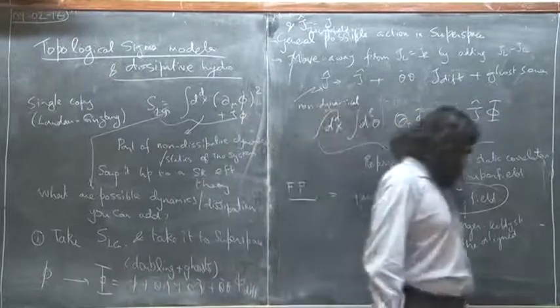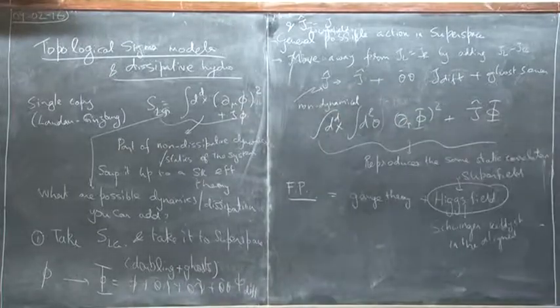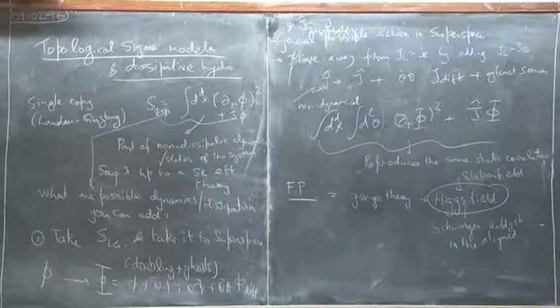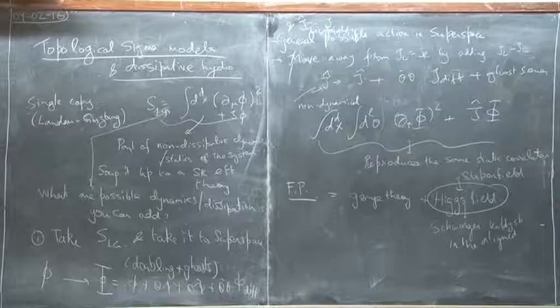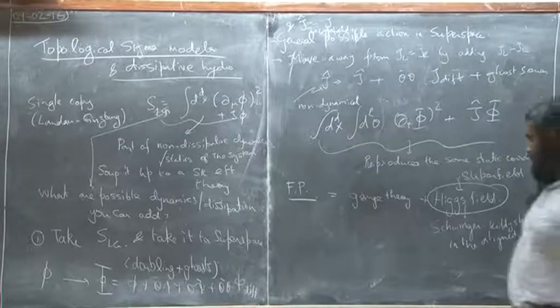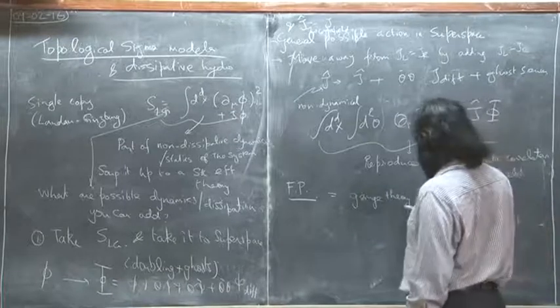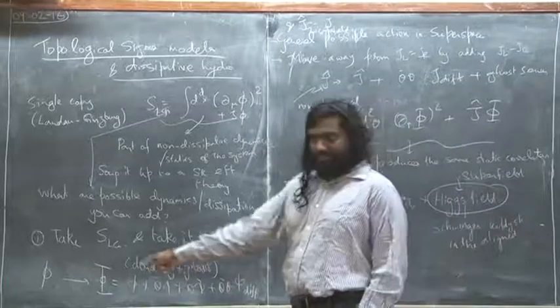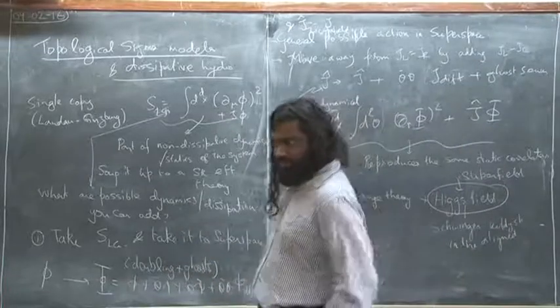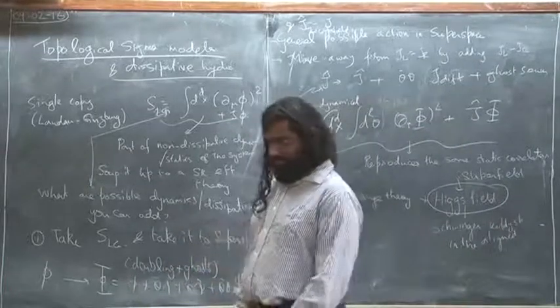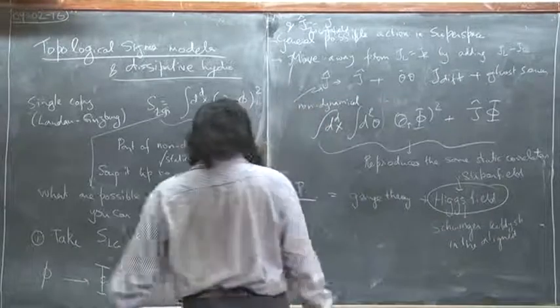So Faddeev-Popov ghosts are in some sense the ghosts and the anti-ghosts of some Higgs field. Where does the nature of your gauge fixing condition come into this? Well, what is the gauge here, del of A equal to 0? That just comes out of integrating out things. So this is kind of an option. But how do you put in what your gauge condition is into this option actually?